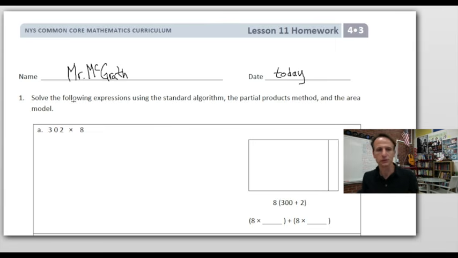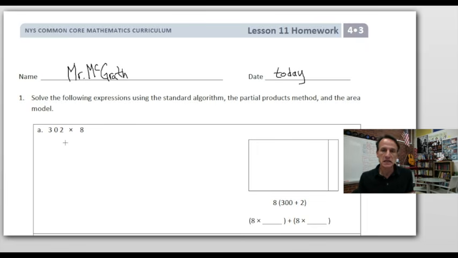Our instructions for this first page are as follows. Solve the following expressions using the standard algorithm. That's that usual way of figuring things out. That's what the standard algorithm means, and for multiplication, the partial products method, where you have a ones place product, a tens place product, a hundreds place product, and you combine them. And then the area model, which of course is this little picture here. So let's do all three for these so we know how to do everything.